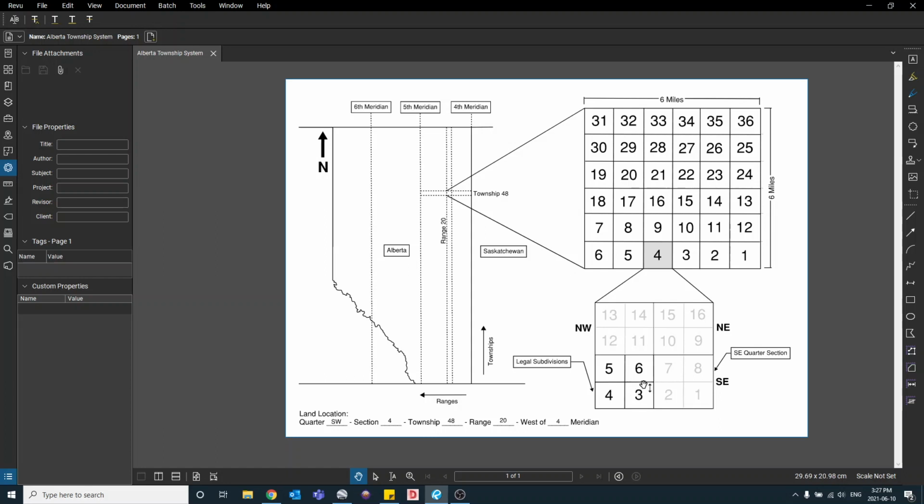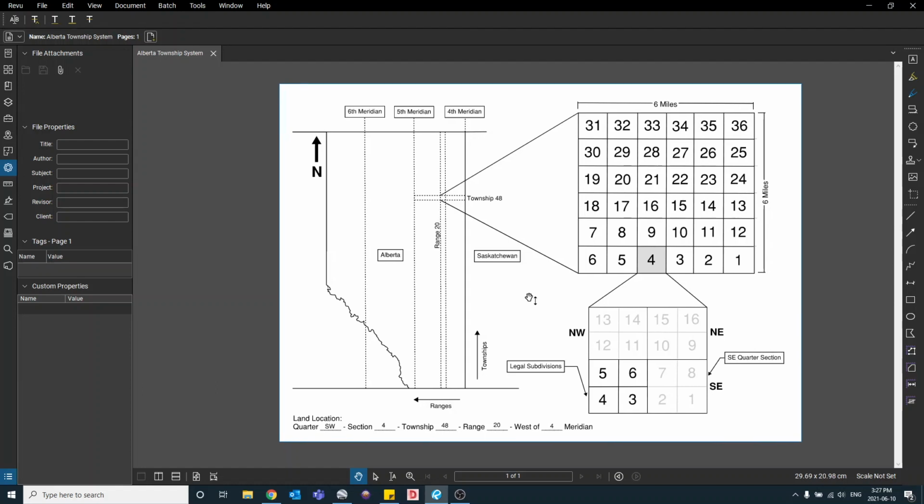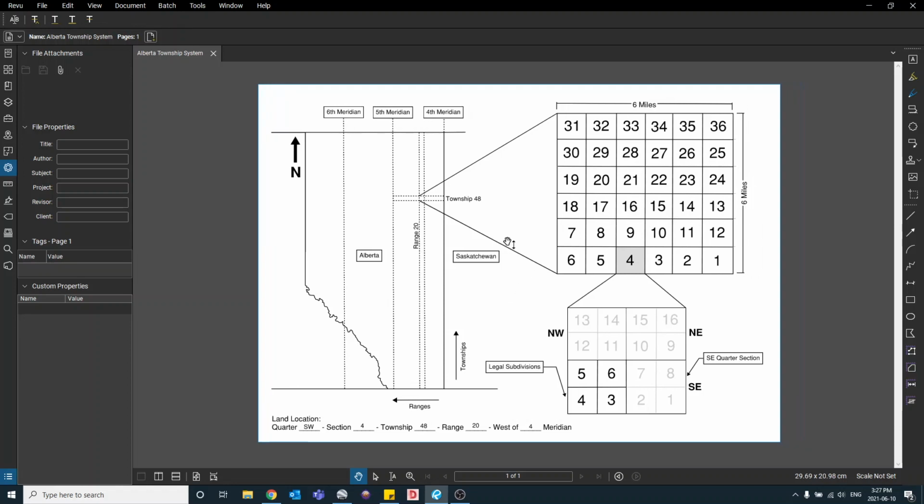If you wanted to go further, you could say you were in legal subdivision 3, and that would put you in the southeast quarter of the southwest quarter of the 4th section, if that makes sense. At that point, it gets pretty complicated, and to be honest, I'm not much of a municipal surveyor, so I don't know a ton about that area. But that's the Alberta Township system, super simply put.